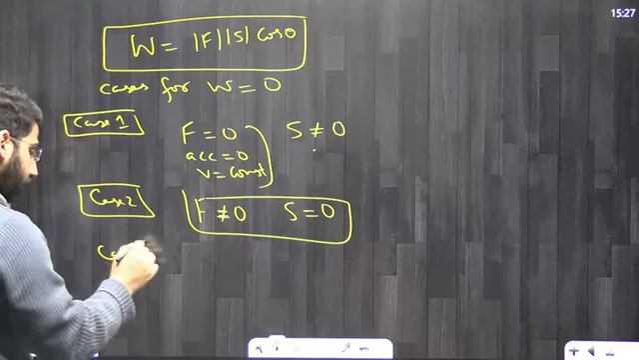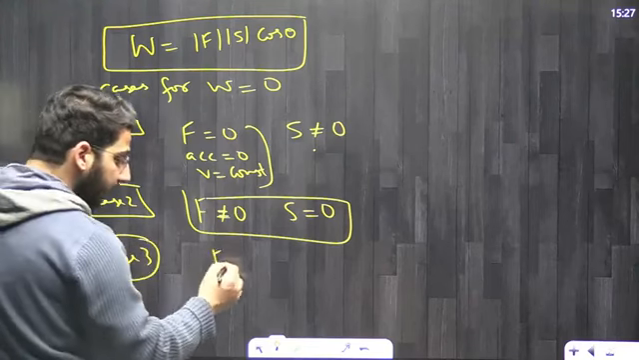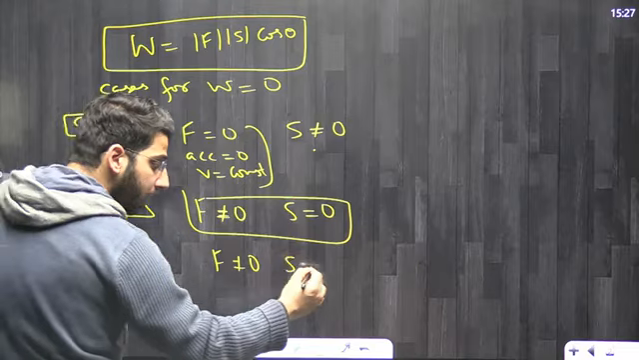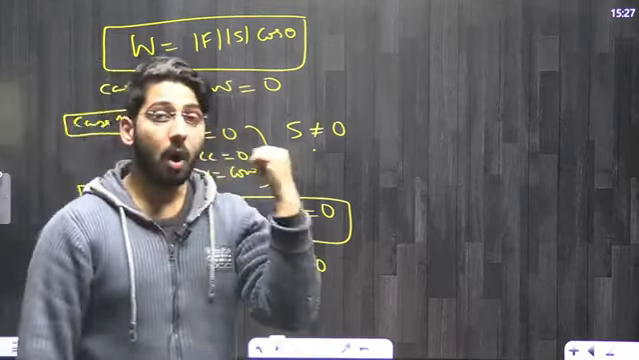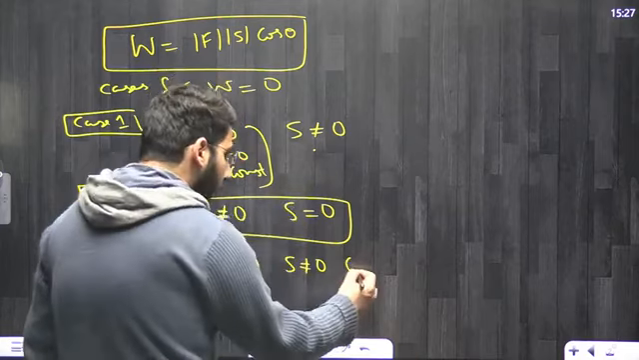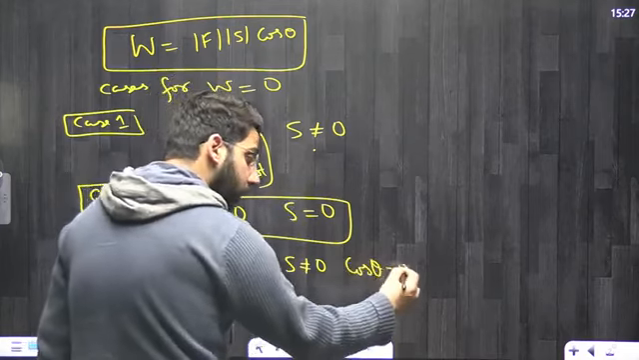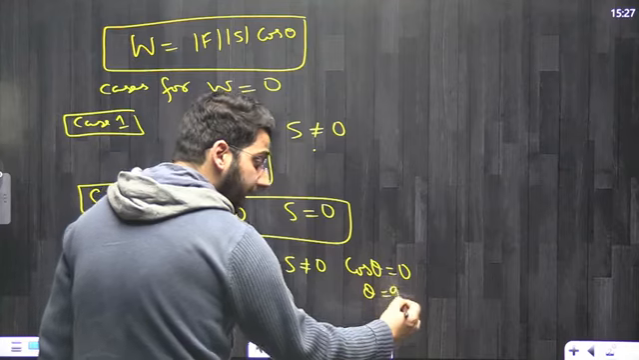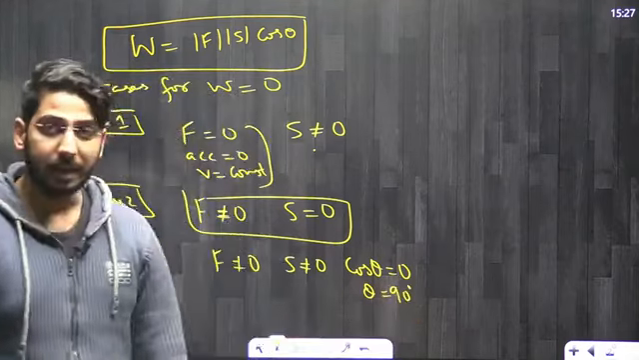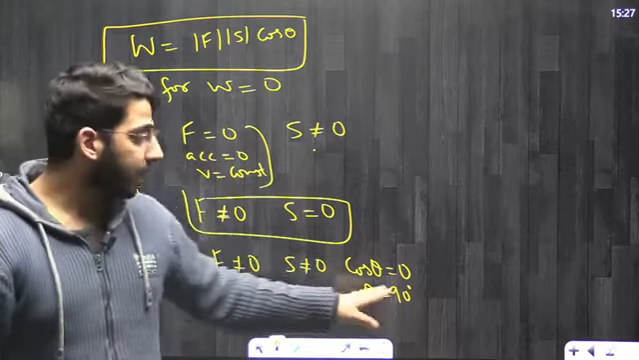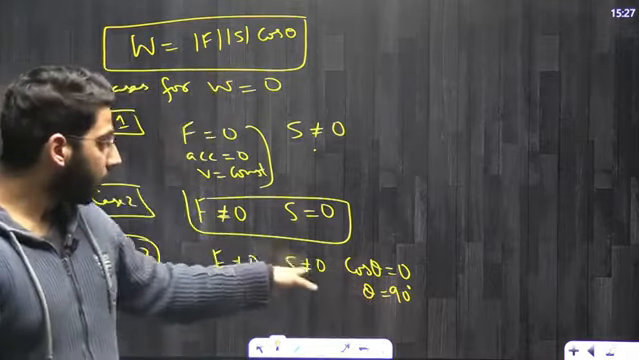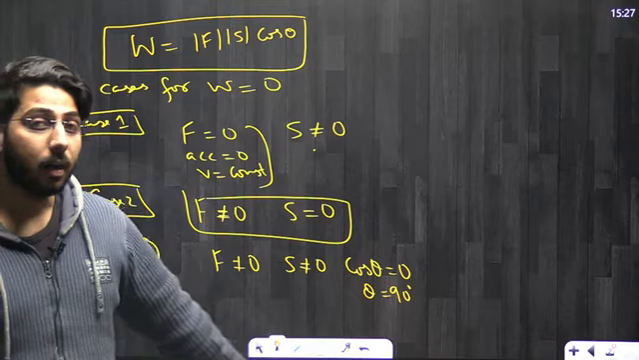And what can be case 3? Case 3 is interesting. Case 3 is that neither force is 0 nor displacement is 0. Then the third factor comes in, that cos theta becomes 0, and you know cos theta is equal to 0 when theta is equal to 90 degrees. What does that mean? That means if the angle between force and displacement becomes 90 degrees, then the force could not do any work.